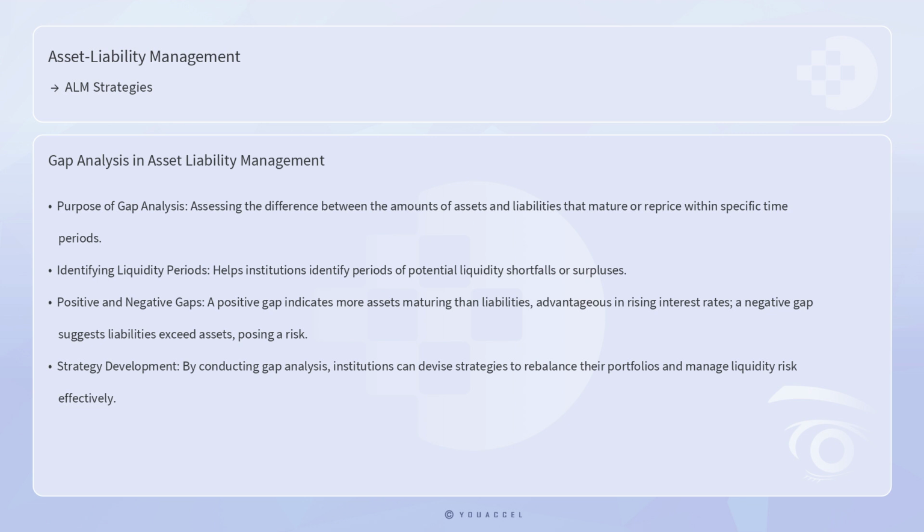A positive gap indicates that an institution has more assets than liabilities maturing in a given period, which can be advantageous in a rising interest rate environment. Conversely, a negative gap suggests that liabilities exceed assets maturing in the same period, posing a risk in a rising interest rate scenario. By conducting gap analysis, institutions can devise strategies to rebalance their portfolios and manage liquidity risk effectively.